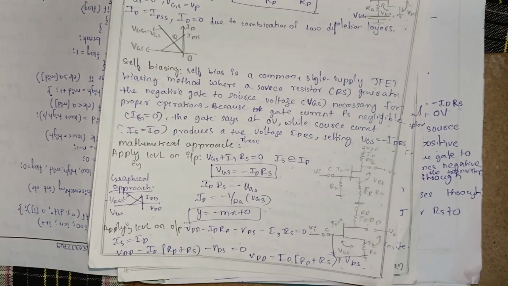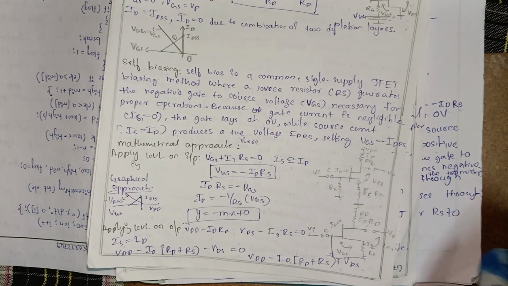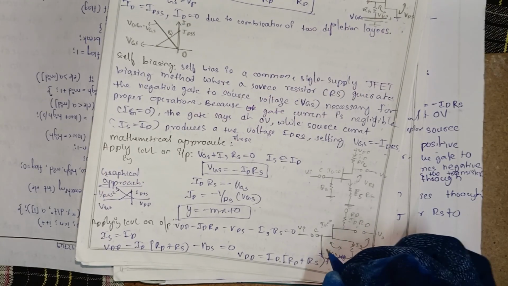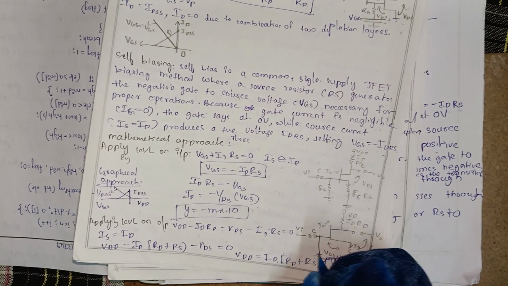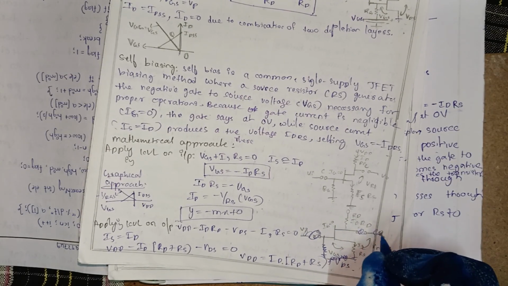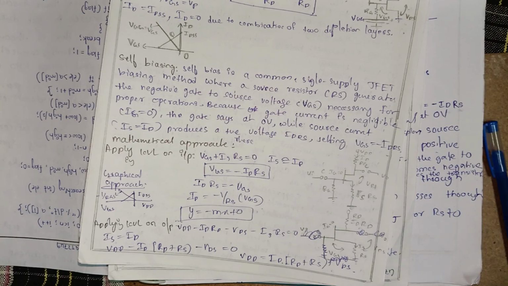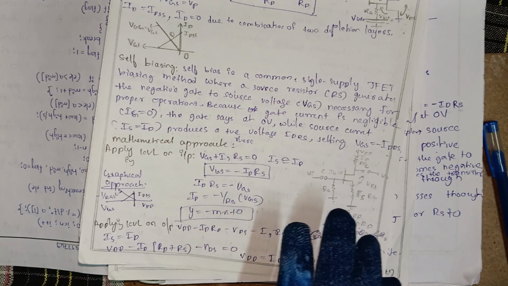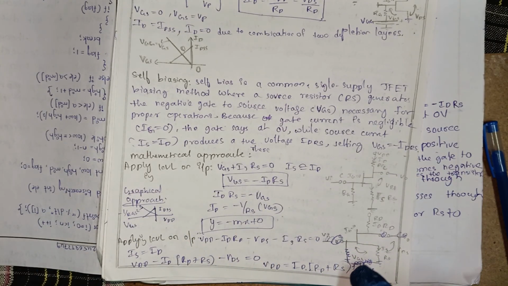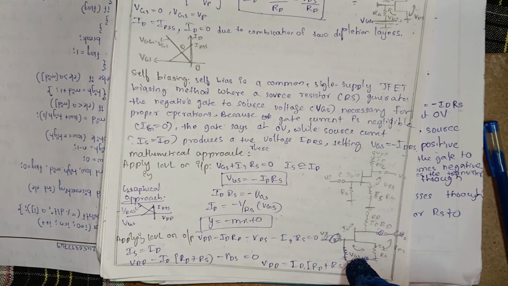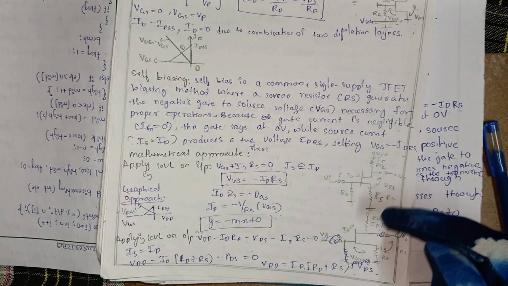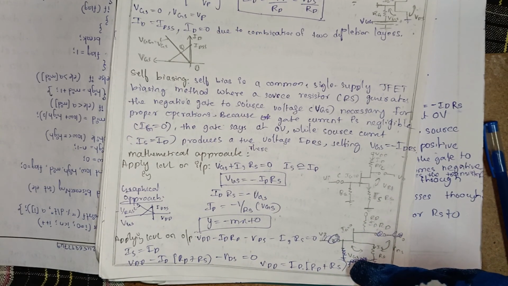So here is the diagram. Don't consider this line. These both resistors are connected to ground only. This capacitor will not be there, and this is also not there. And then at the input side we are applying KVL. So VGS. Since there is no VGG battery, we are directly taking VGS.